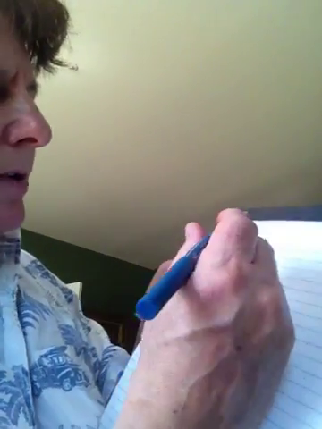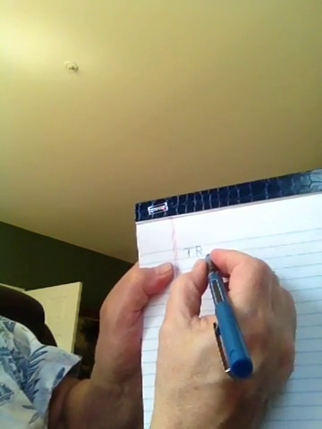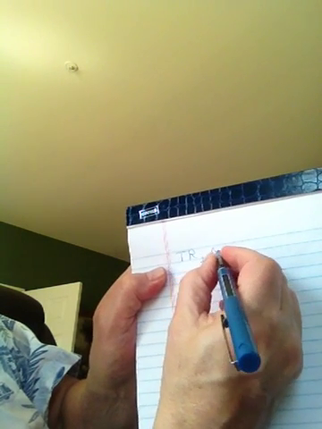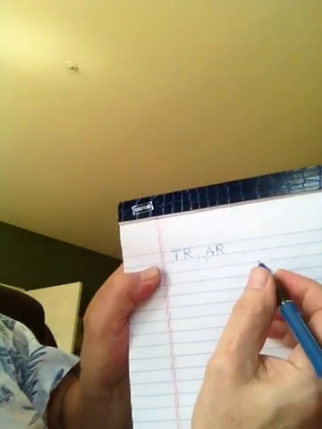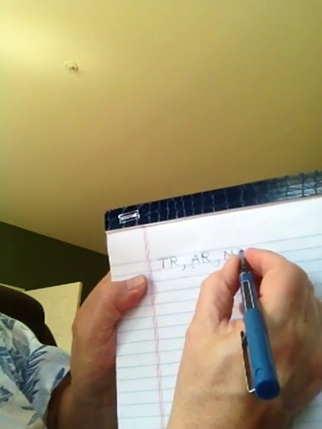What are the revenue relationships for a purely competitive firm? Well, the revenue relationships would look like this. They would be total revenue, TR, average revenue, call that AR, and our good friend marginal revenue. Those are the three revenue relationships that we want to understand.